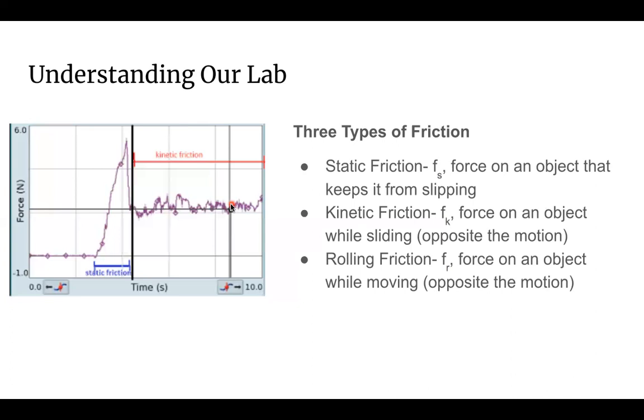Our last one we did not see in our lab, but it would be rolling friction. Rolling friction is when an object is rolling. It's that friction that causes an object to roll. We're not going to look at this a ton in this class, but we will see it in our rotation unit. And I think a better way to put this is force on an object while rolling. And since these are all friction forces, they're all measured in newtons.